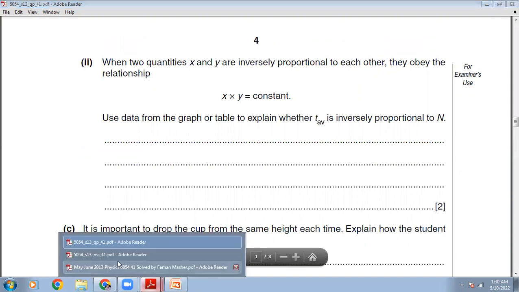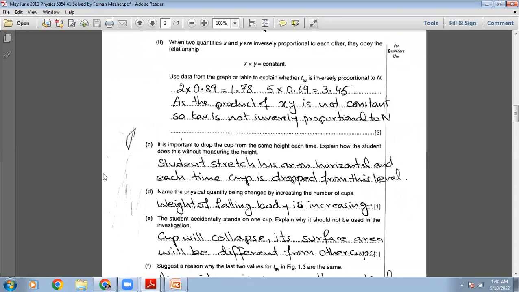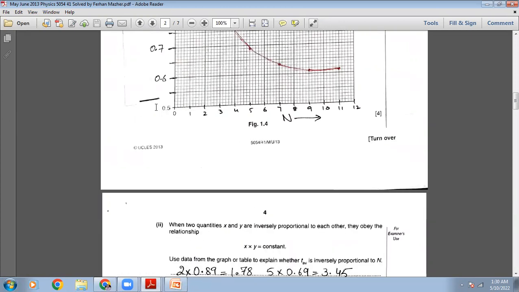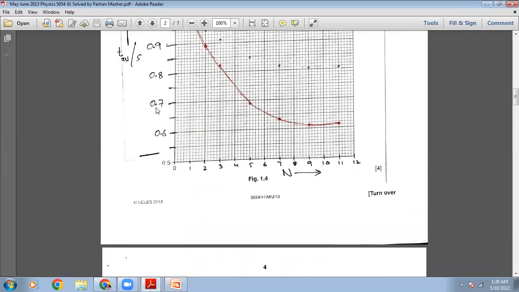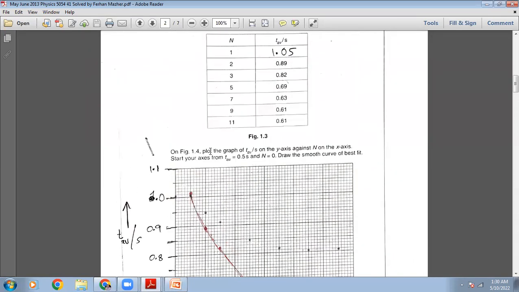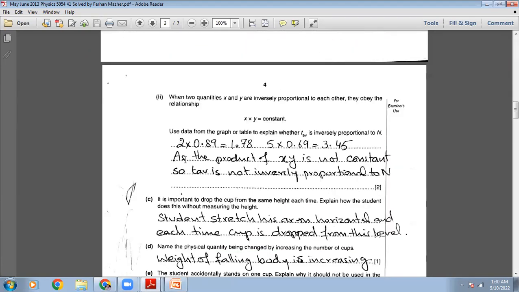For example, if you take the values from the table, at 2 the value is 0.89, and at 5 the value is 0.69. So when you multiply these two values, 2 is the x, this is y. You multiply, you get 1.78. When you multiply 5 with 0.69, you get 3.45. So that product is not the same.